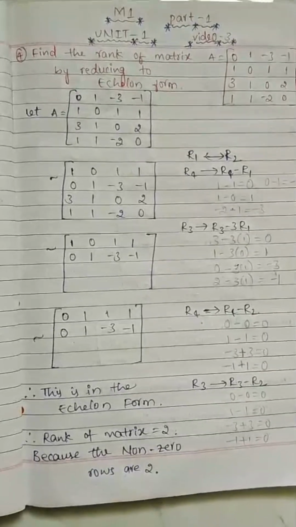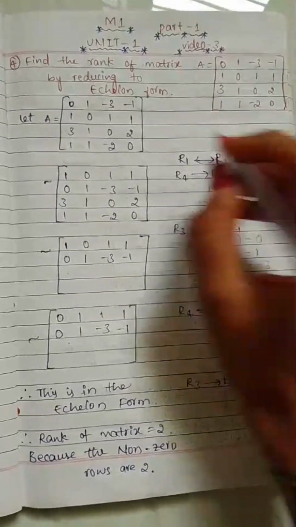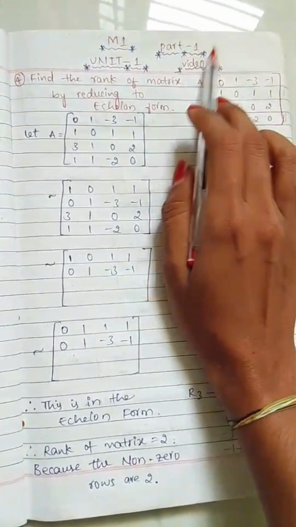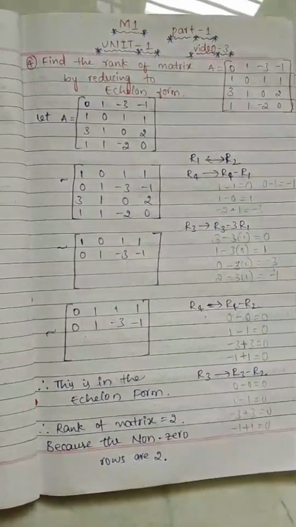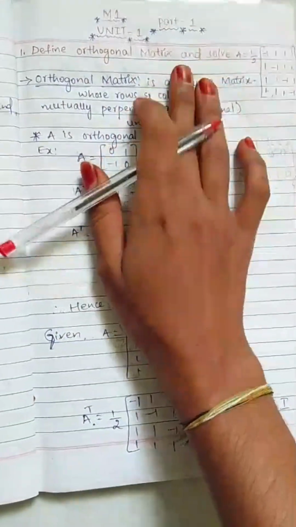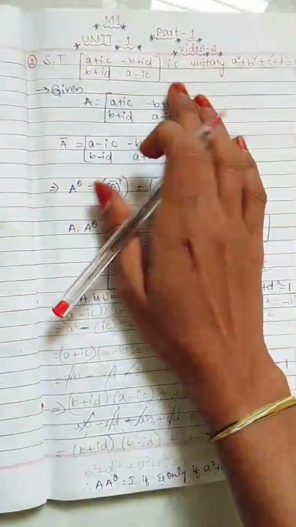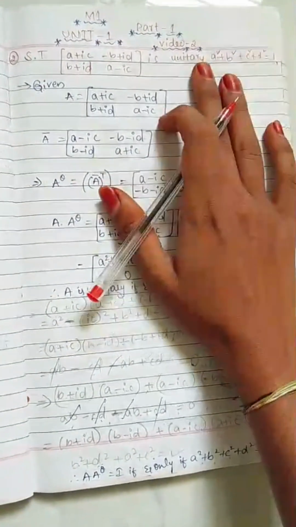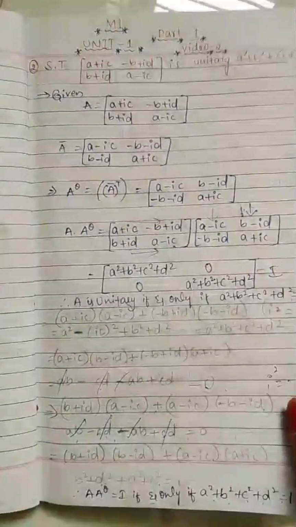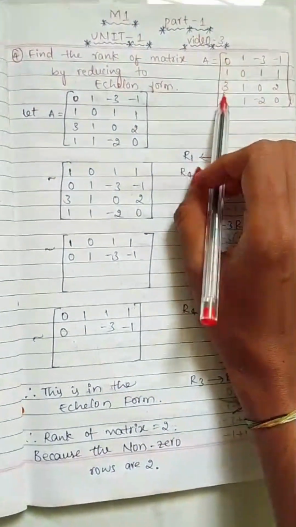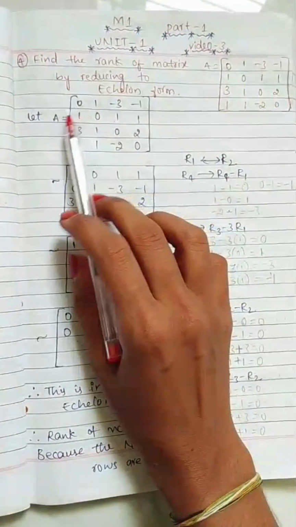Hello everyone, welcome back to my channel. In this video, I am going to explain the rank of a matrix. This is M1 Unit 1 Part 1, the third video. In the first video I explained the orthogonal matrix, and in the second video I explained the unitary matrix. This is the rank of the matrix. Let us see how to solve this.